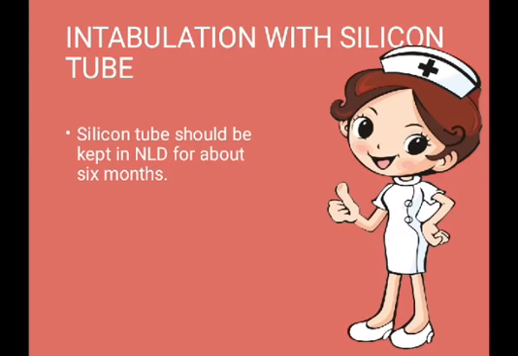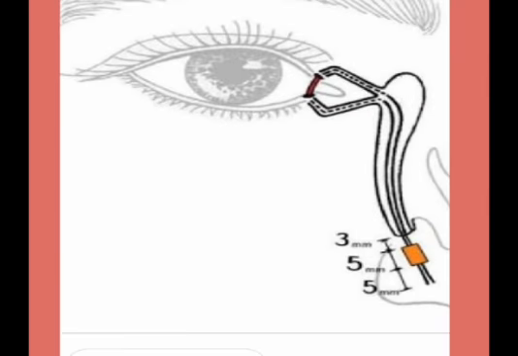Let's jump to the fourth treatment, intubation with the silicone tube. The silicone tube should be kept in the nasolacrimal duct for about 6 months. This is a silicone tube, and it passes through the patient's punctum, followed by the canaliculi, then the lacrimal sac and NLD, and it comes out. This tube is kept in the patient's NLD for about 6 months, and the drainage of tears takes place through this silicone tube.